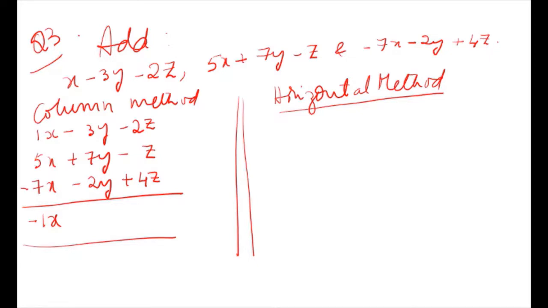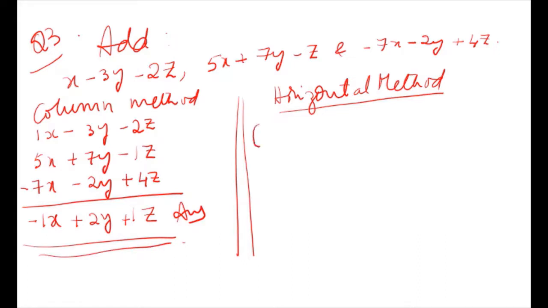Then minus 3 plus 7 gives you plus 4. Plus 4 minus 2 gives you plus 2y. Here minus 2z and minus 1z, minus 3z. Minus 3z plus 4z is plus z or plus 1z. Okay, that is the answer. Now let us do in the horizontal method, that is by using brackets.